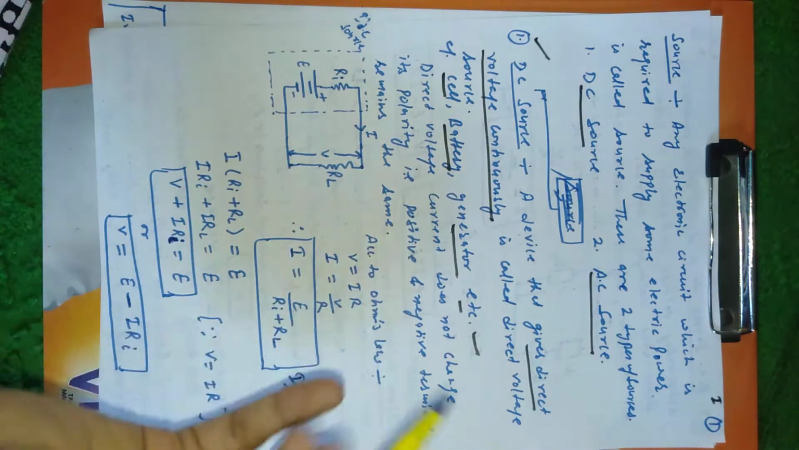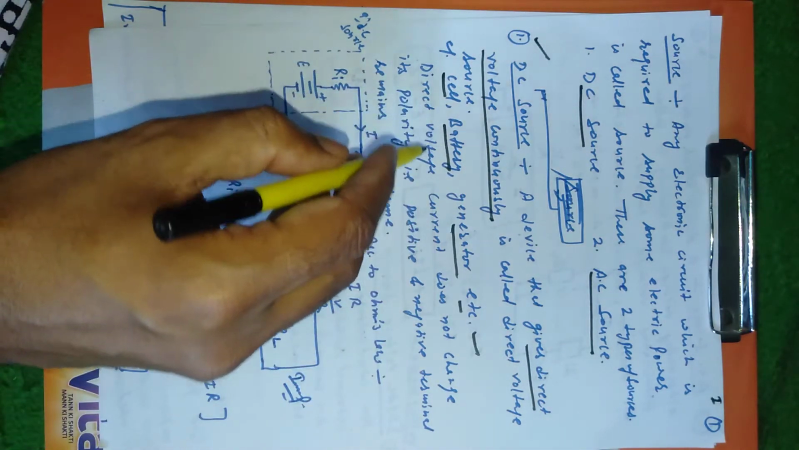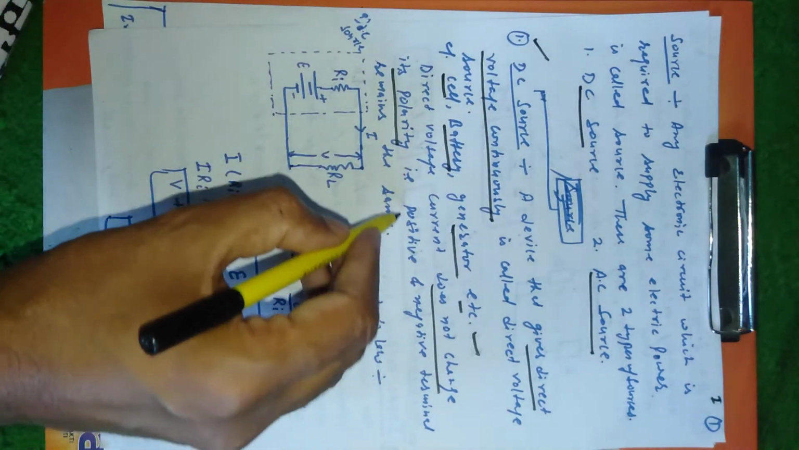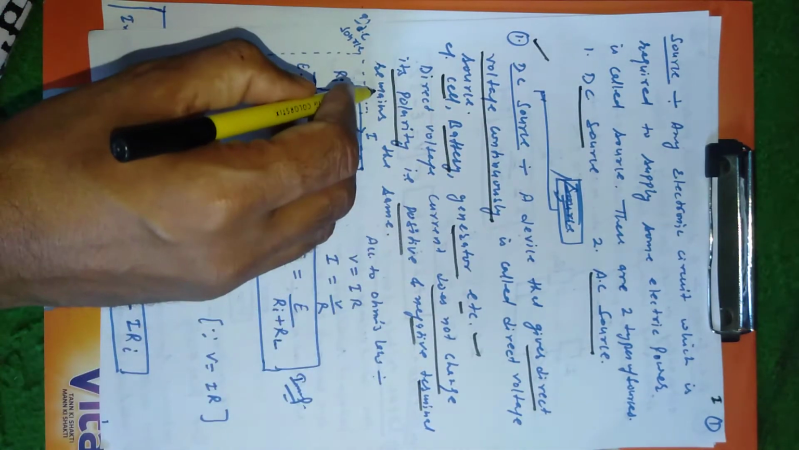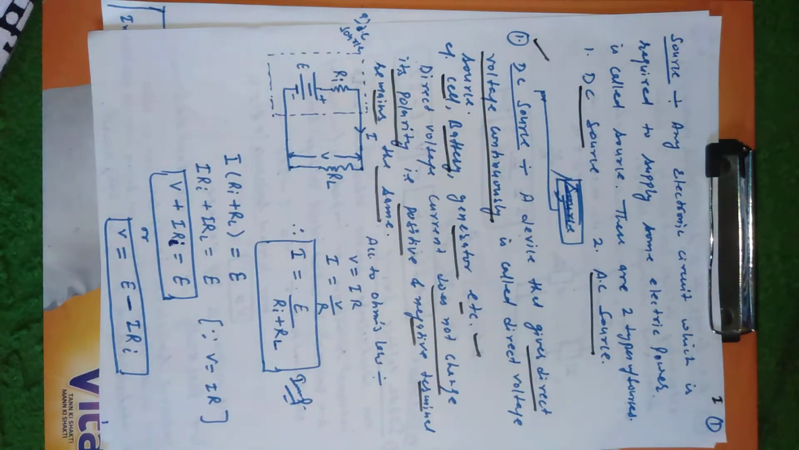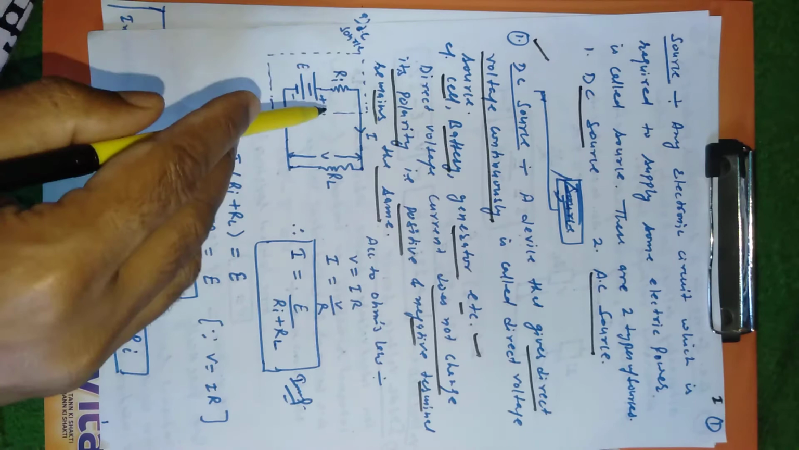And one more point about DC source, that direct voltage does not change its polarity. That is, positive and negative terminals remain the same. Positive remains the positive and negative remains the negative. It will not change its polarity. Okay, so we will talk about DC sources.